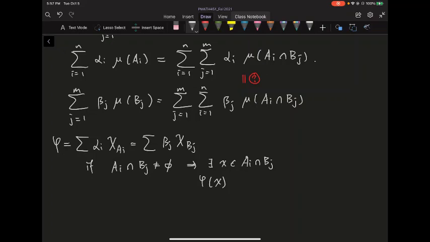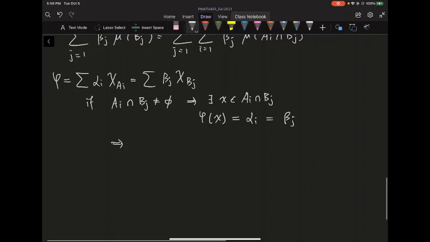Because x is inside A_i, so it's not inside any other A, phi of x is just equal to alpha_i times chi of A_i at x, which is just alpha_i. But on the other hand, it also equals beta_j because x is inside B_j. So because of that, when A_i and B_j have non-empty intersection, then alpha_i and beta_j have to be the same.